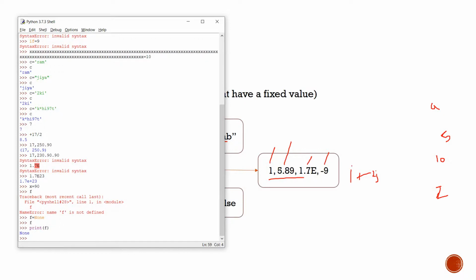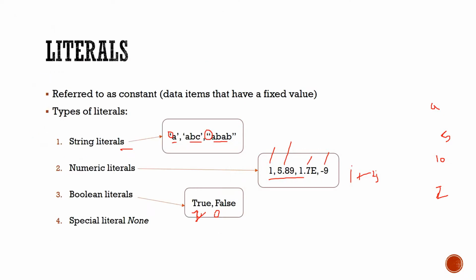Okay. So next in literals we have learned about the constant or data items that have a fixed value are known as literals. We are having 4 different types of literal. First one is a string literal. Okay, in which we are having strings. Next one numeric literal, which are integer literal, float literal, exponential literal, and fractional literals. After that we are having boolean literals, that is true and false. Last we are having the none literal, which is specifying no value or the missing value.